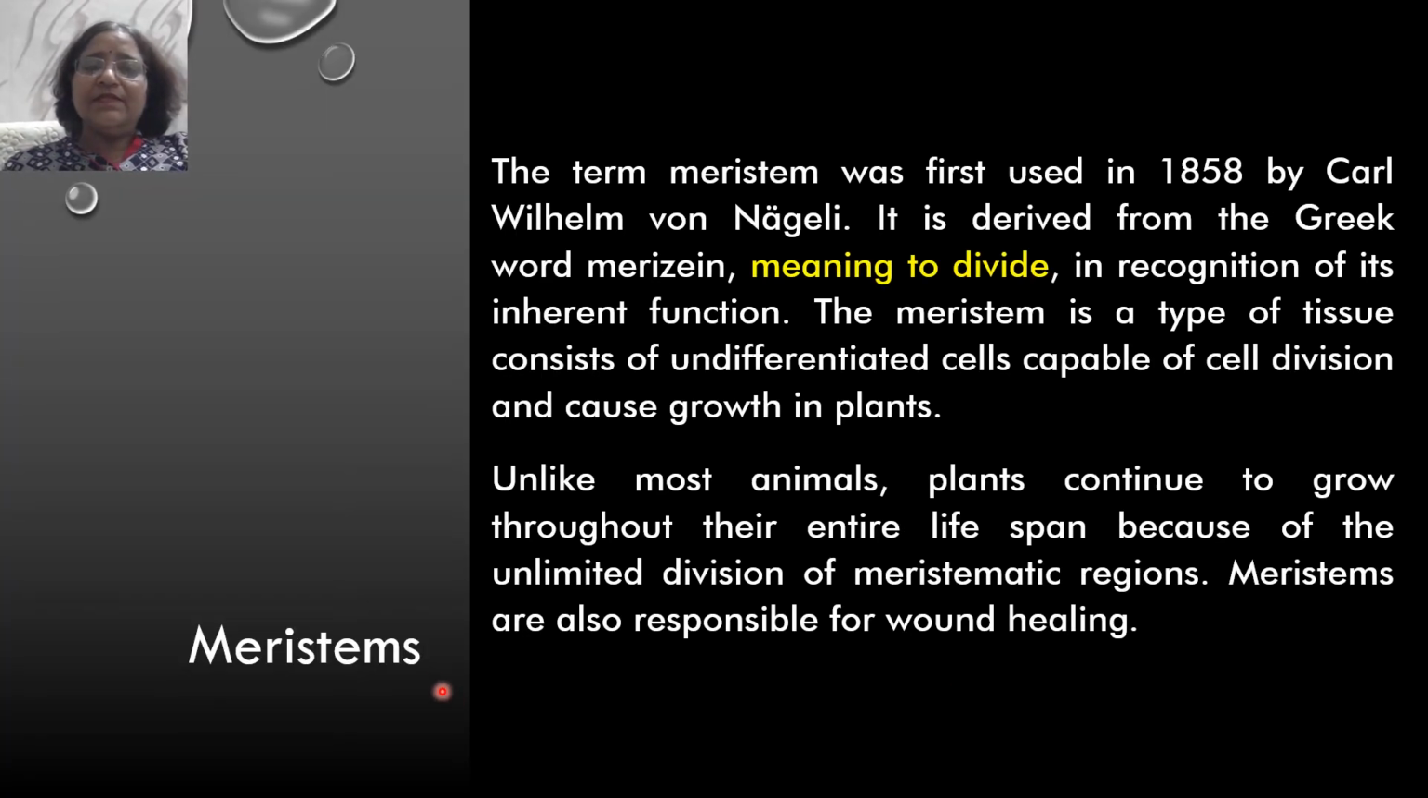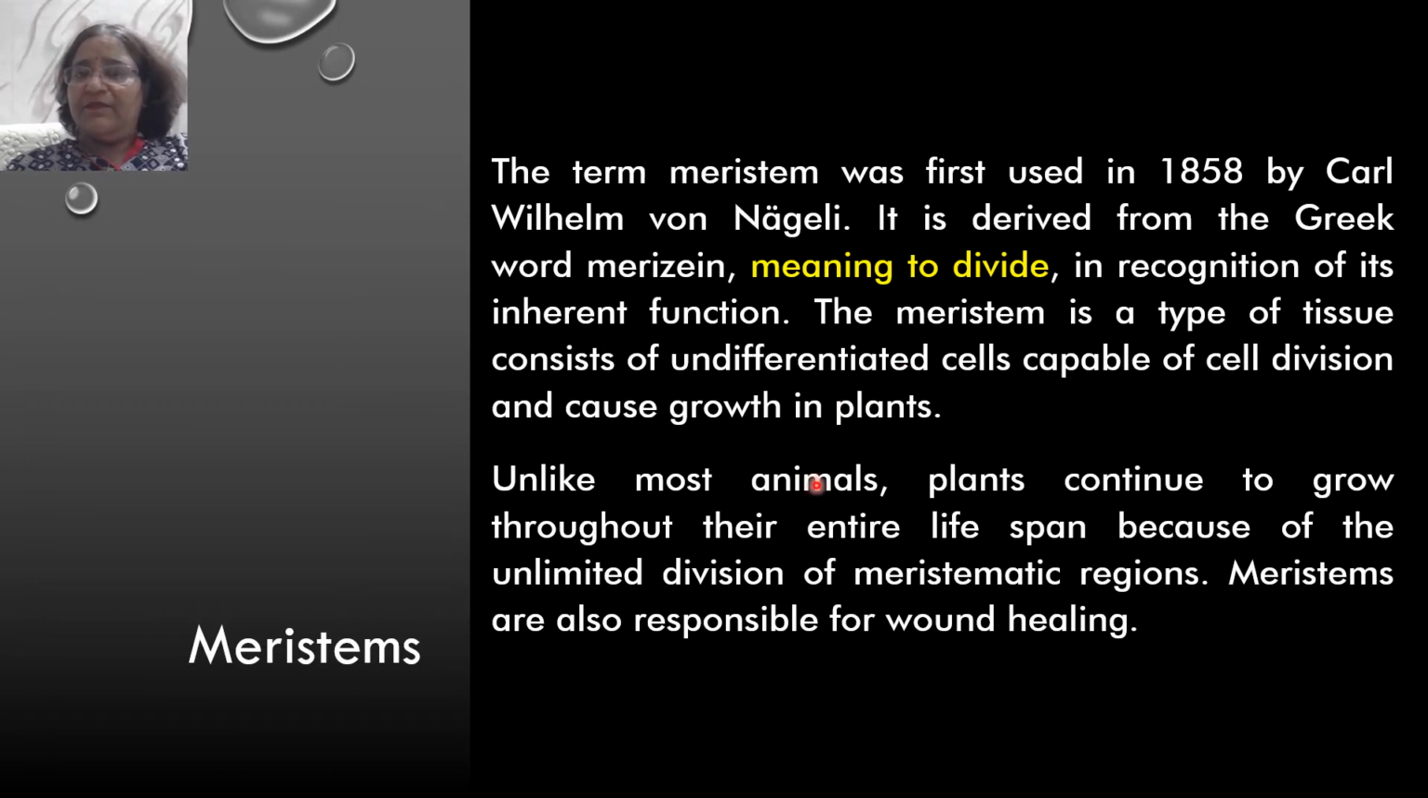Now, what is meristem? This term was first used by Carl Wilhelm von Nageli. It is derived from a Greek word, meristos, which means to divide. In recognition of its inherent function, meristem is a type of tissue consisting of undifferentiated cells capable of cell division, and due to this it causes growth in the plants.